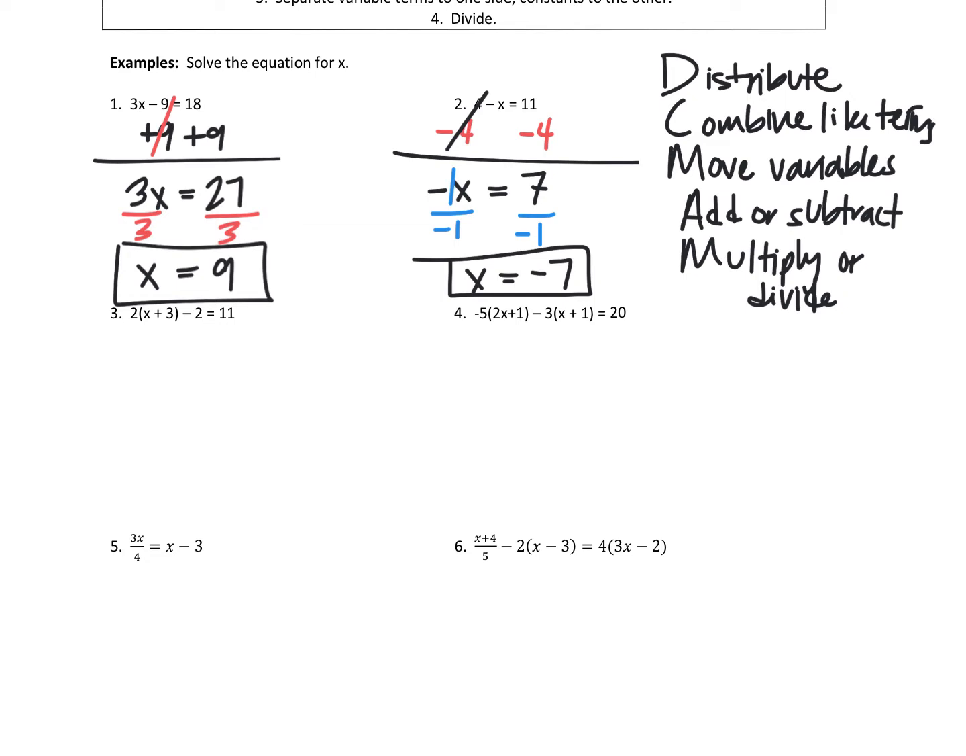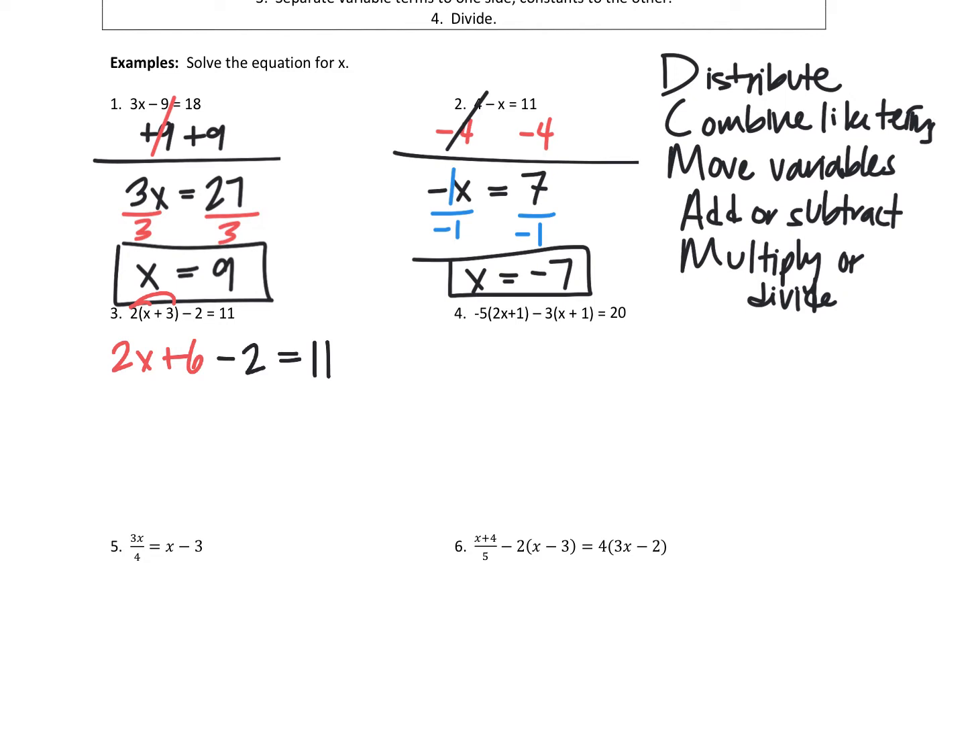You distribute it to the x, to the 3. Do you distribute it to the negative 2? No, because it's outside the parentheses. Thank you. So we distribute the 2 just to those first 2 things. 2x, and then 2 times 3 is 6. You're going to bring down the minus 2 and the 11. So that's your distribution.